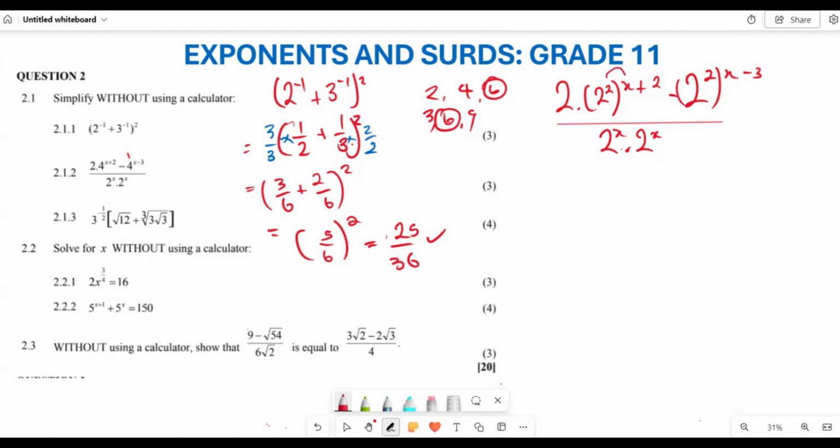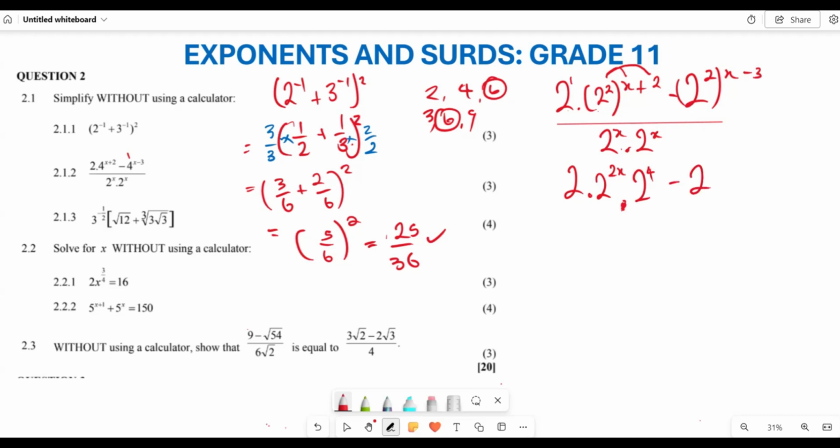Remember, this is 2 to the power of 2x, right? And then this is going to be 2 multiplied by 2, which is 4, right? And then this is same as 1. And when I multiply powers of the same base, I am going to add the exponent, right? So now this is same as 2 multiplied by 2 to the power of 2x multiplied by 2 to the power of 4, right?